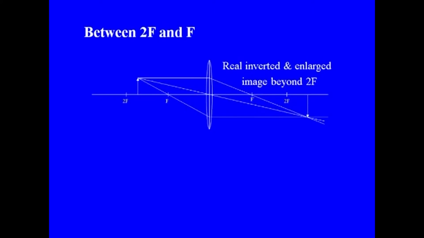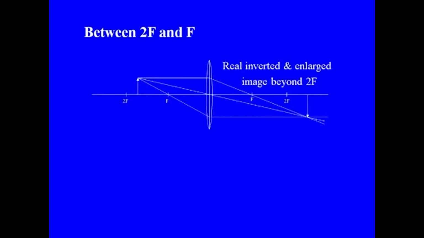The third scenario can be that as you bring the object much closer, between 2f and f, that is between 2 focal lengths and 1 focal length, then a real, inverted and enlarged image is formed. Remember, last time a reduced or diminished image was formed. Here it is an enlarged image. Now, the enlarged image is formed beyond 2f.